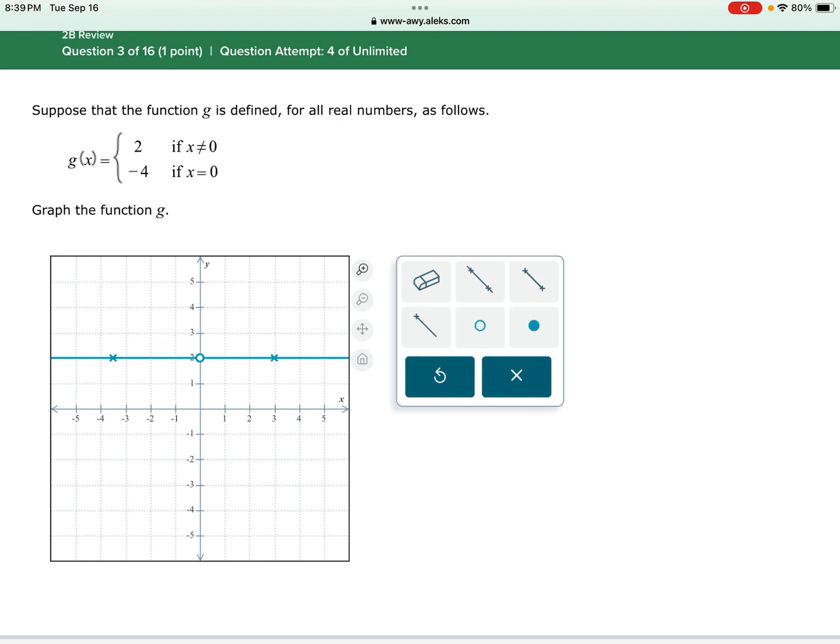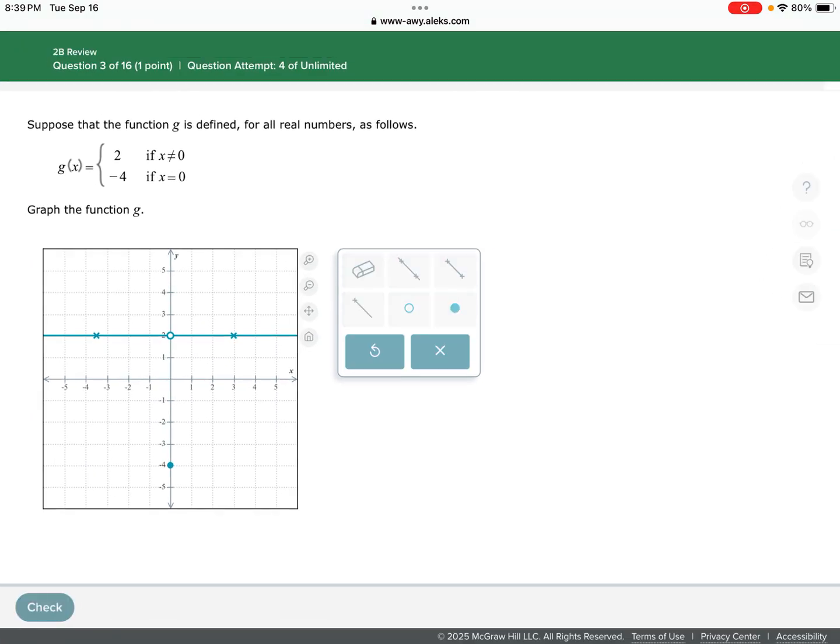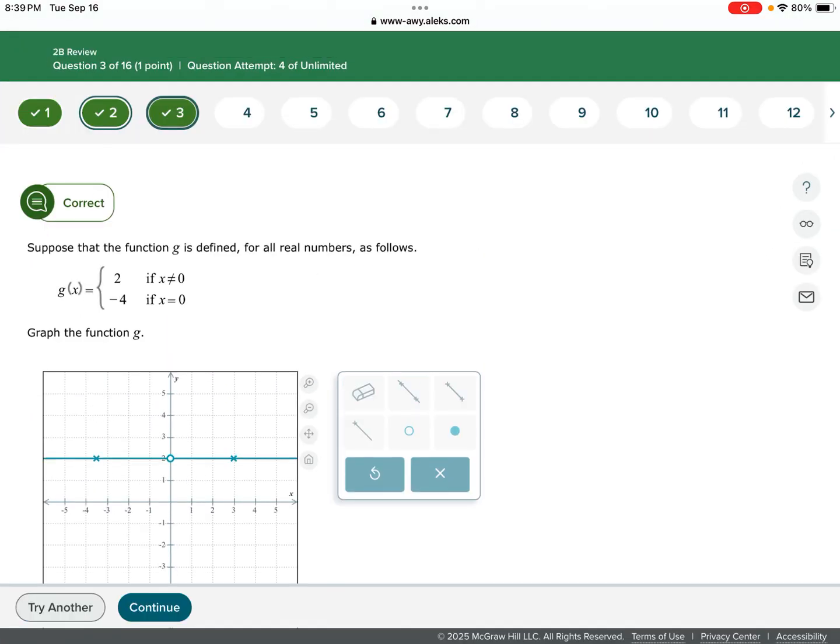So this is a line that looks like y equals 2, but not at x equals 0. And then I'll grab a point, and I'll put this point at -4, and then only at x equals 0. So that's what this should look like. So you'll do check, and there you go. You got it. So that should cover all the variations of that type of problem.